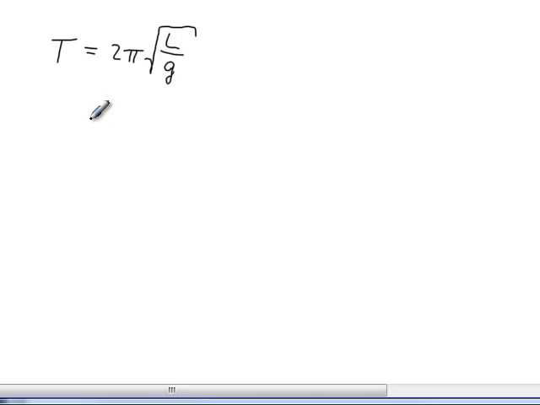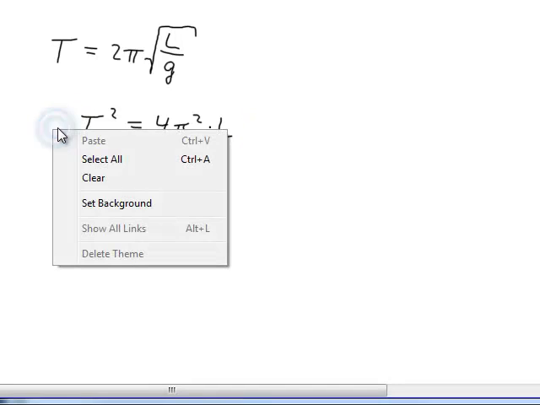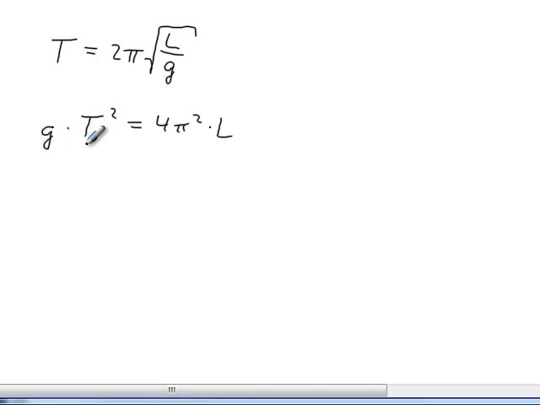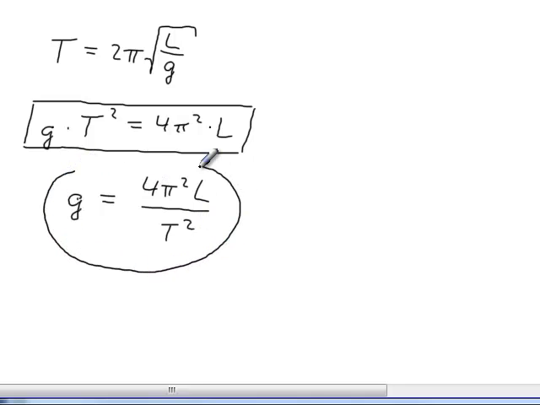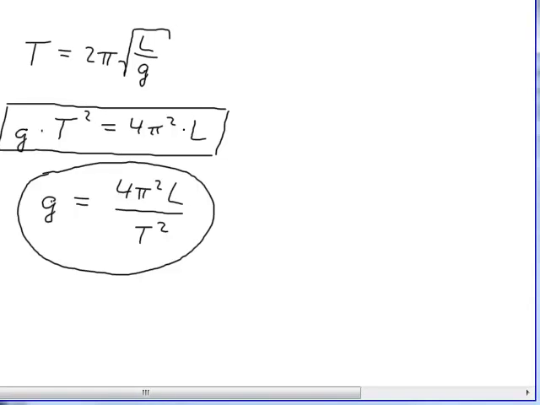So I'm going to square everything and multiply with G, so a couple of algebra steps here in one. And then here's that where I said multiply with G. Okay, this one I'm going to use in a little while, so I'm going to box it in. And now I'm going to divide by t squared. So G equals 4 pi squared L over t squared. And this is what I'm going to use now, and as I said, I'm going to return to the boxed in intermediate step later.